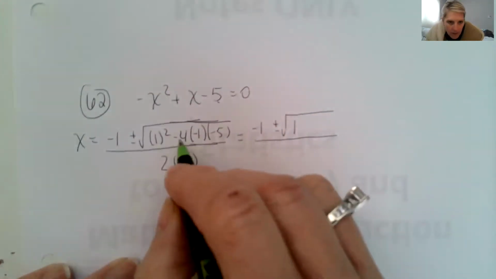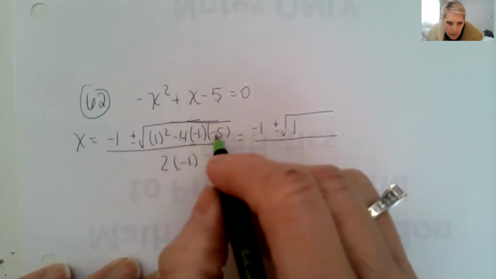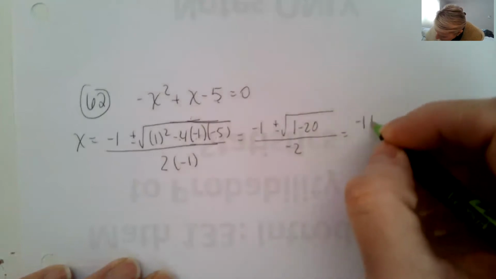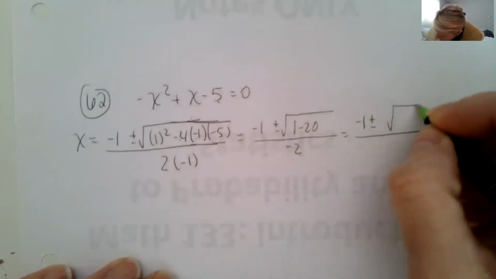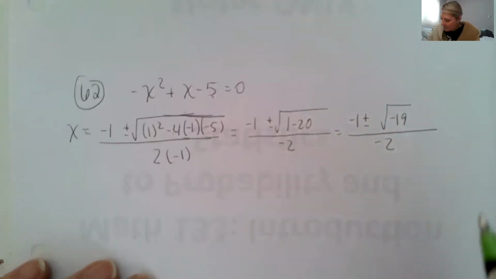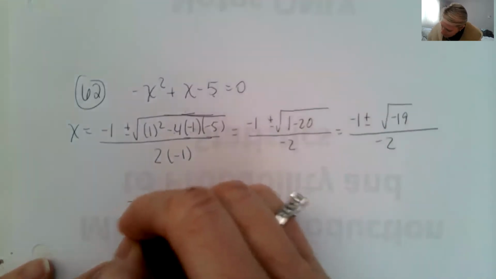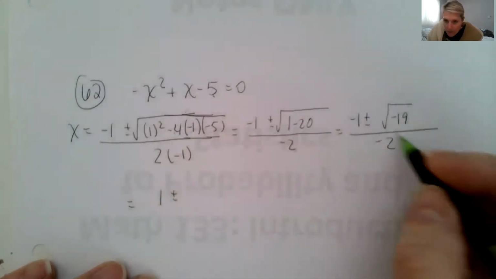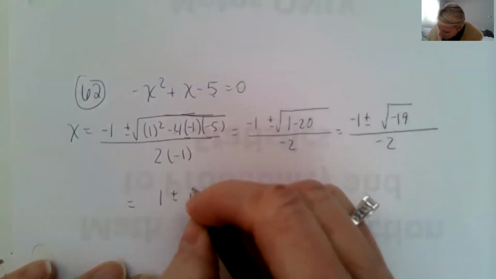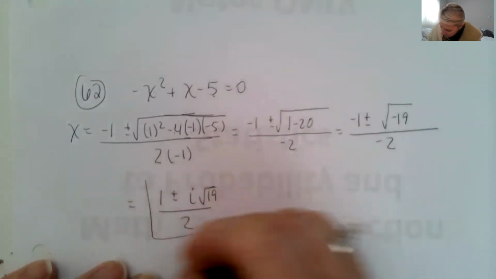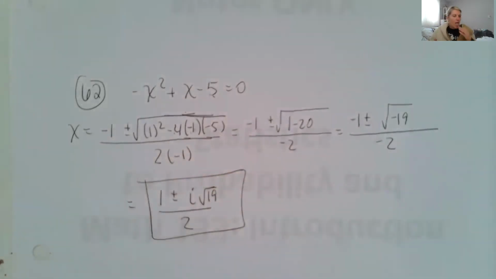So 1 and then a -4 times a -1 is a +4 times a -5 is a -20 over a -2. So it becomes a negative square root of a -19 over a -2. Okay. So these negatives cancel. So that's a 1 plus, and then the square root of a -19 can be an i times the square root of 19 because 19 is irrational, over 2. So sometimes you're going to have to use the quadratic formula. That gets exciting.